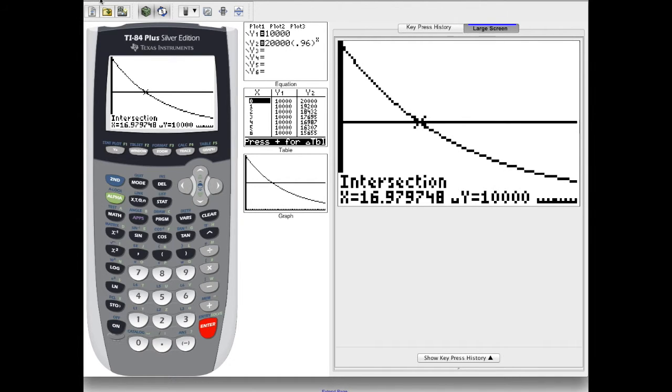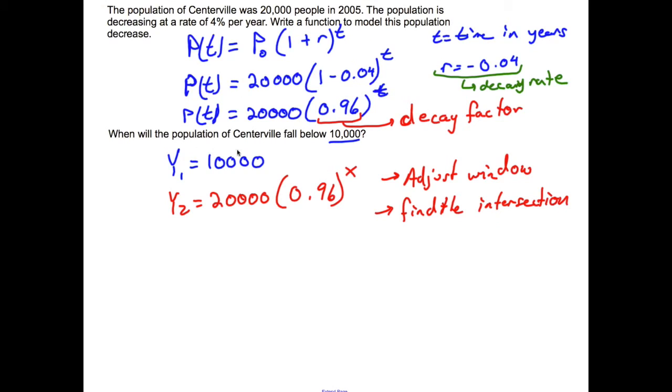Okay, so let's go back, 17. So it's asking, when will the population of Centerville fall below 10,000? Well, in 2005, we were at 20,000. So it's going to be 2005 plus 17. And that equals 2022. And that is when our population will fall below 10,000.